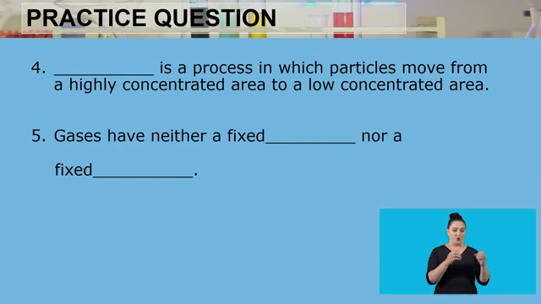As we move right along to the next question, the question says, something is a process in which particles move from a highly concentrated area to a low concentrated area. That's the movement of particles from a highly concentrated area to a low concentrated area until equilibrium is reached. That makes me think of something. It is diffusion.